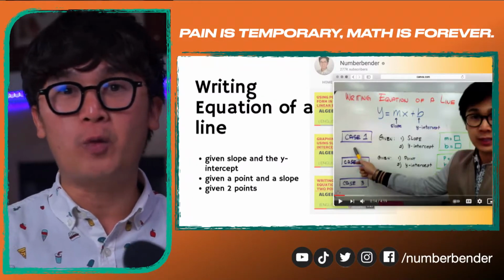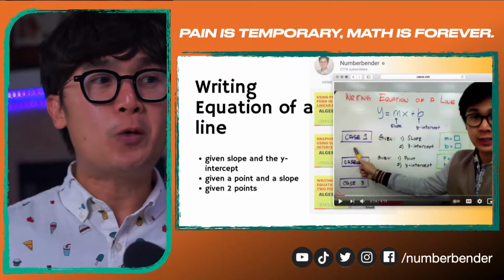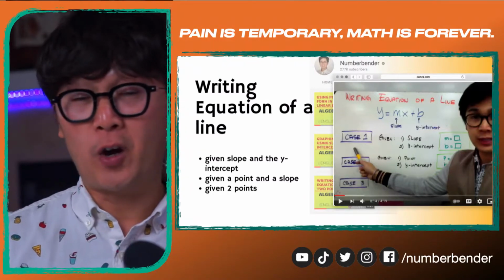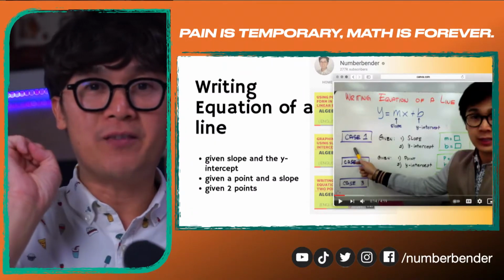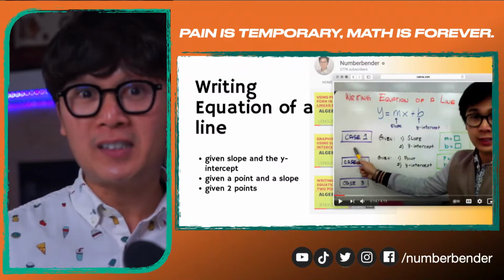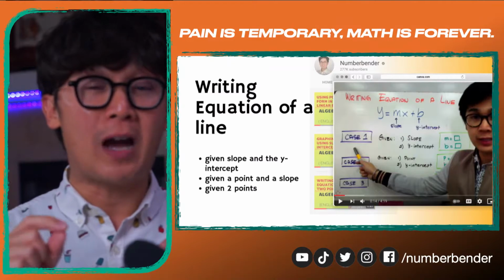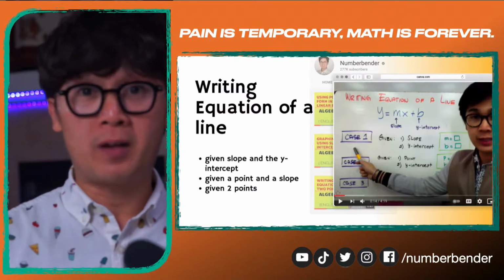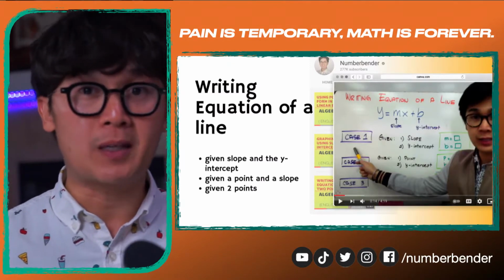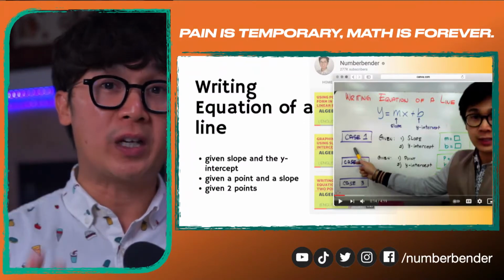So the first thing that I always do is to review the equation of a line, on how to write the equation of a line given three cases. So the first case is the easiest case because we are given the slope and the y-intercept, and by plugging it into our formula, which is the slope-intercept form, or y equals mx plus b, we'll be able to produce our equation of a line.